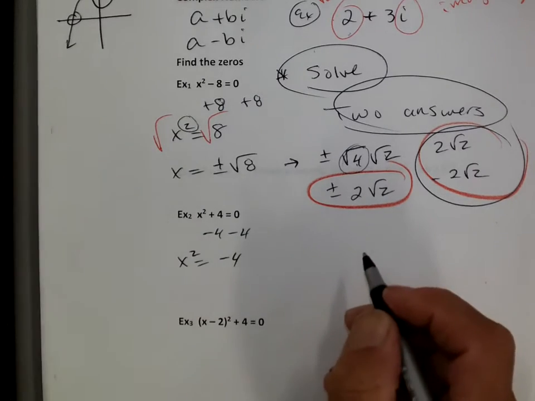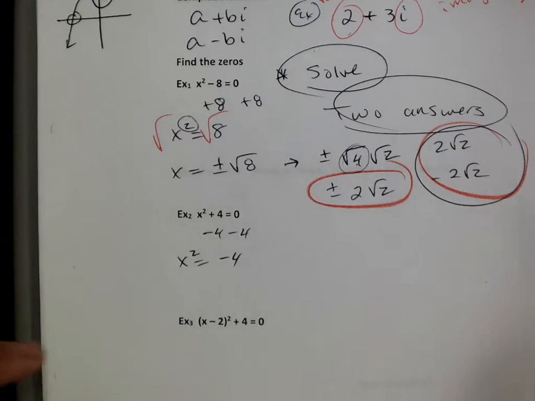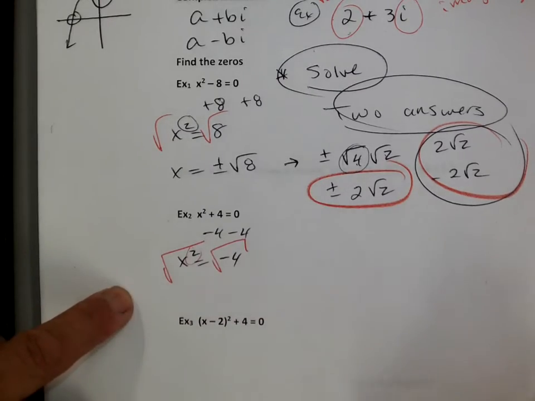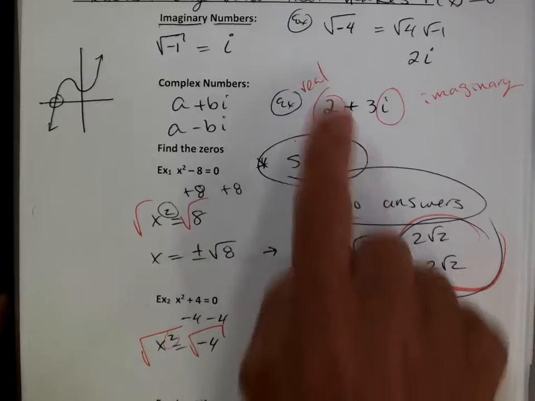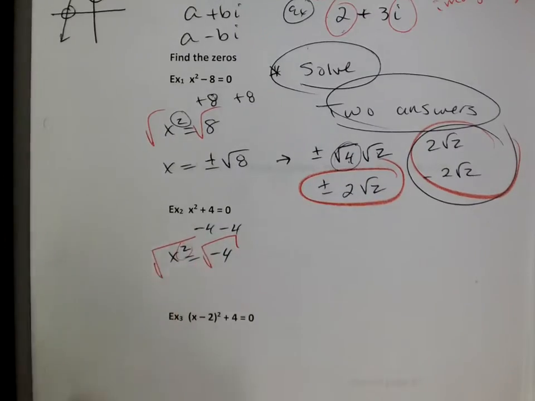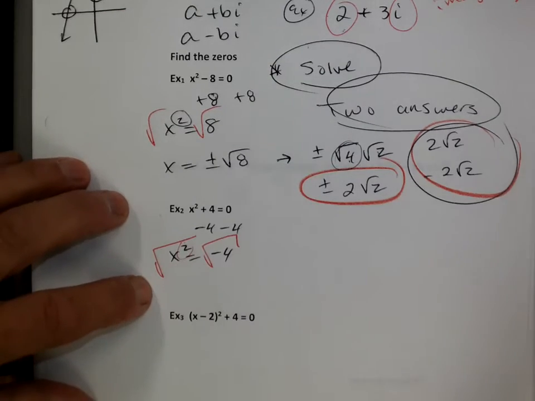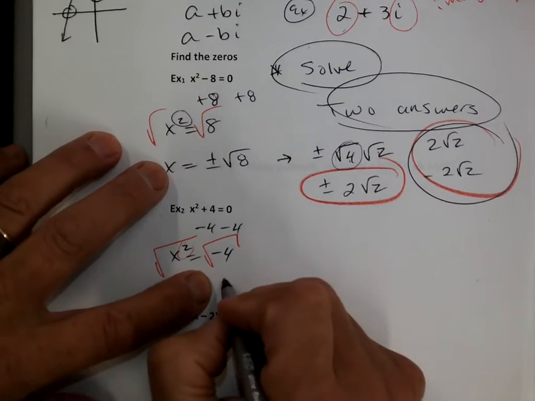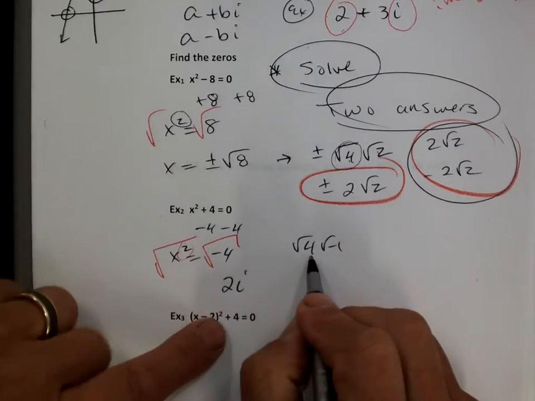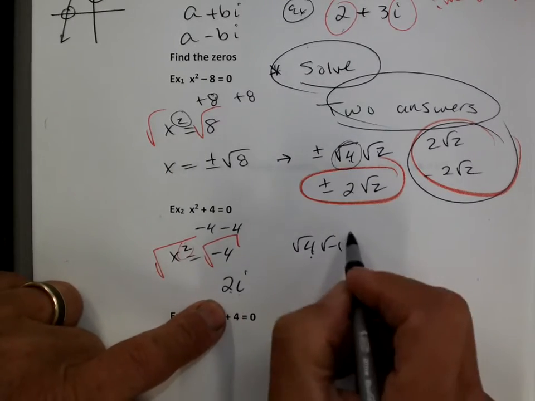Okay. And then when I square root this, to get rid of the square, it's just like this one up here. I did that all on purpose. So the square root of negative 4 can be rewritten as 2i, because the square root of 4 is 2, and the square root of negative 1 is an i.